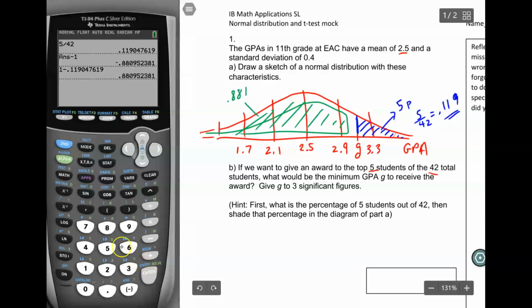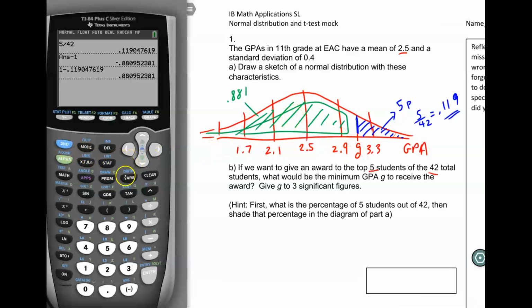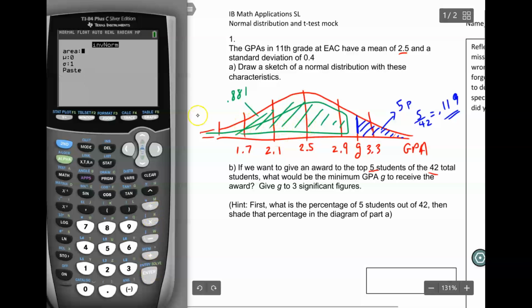And with the old calculator, I can use the green area to find out what is G. Okay, what is the right boundary of this area? So I do second distribution, inverse normal, because I'm changing from the area to the x-axis scale. So I'm going to put 0.881.